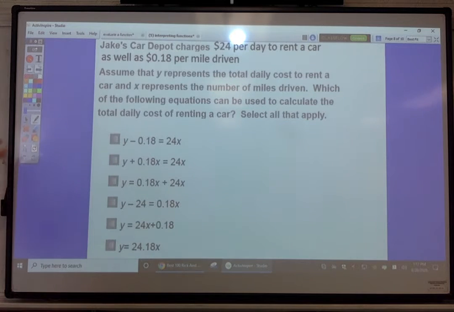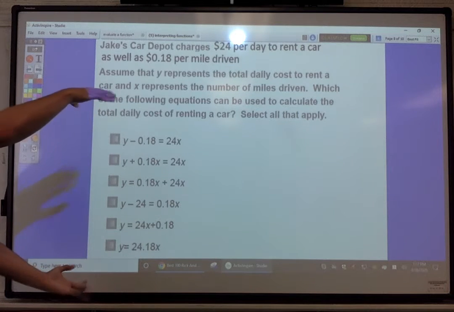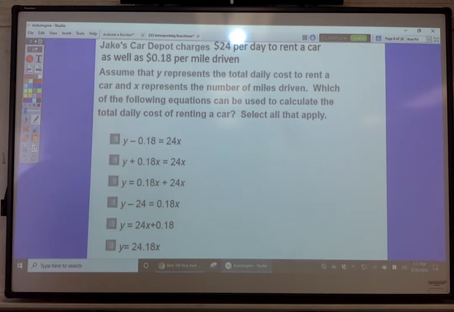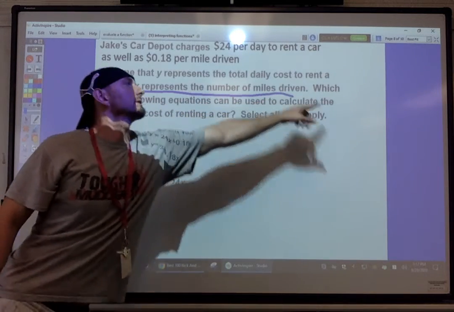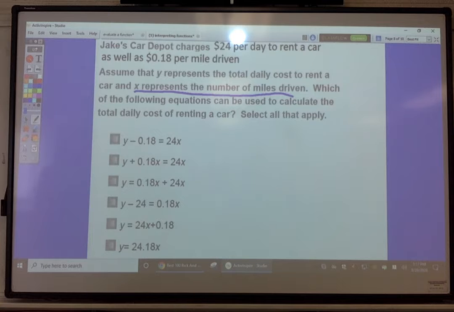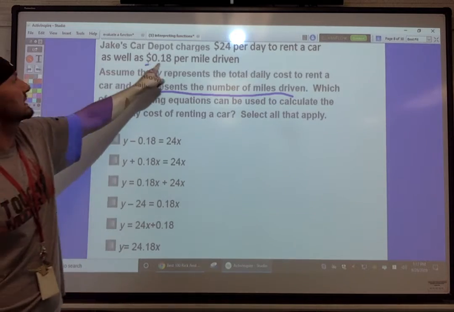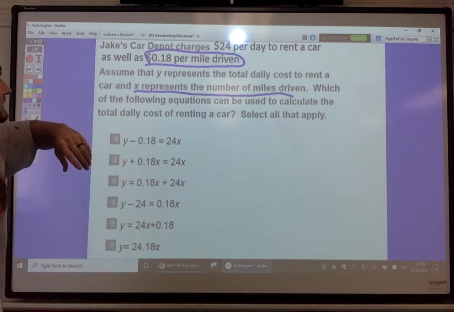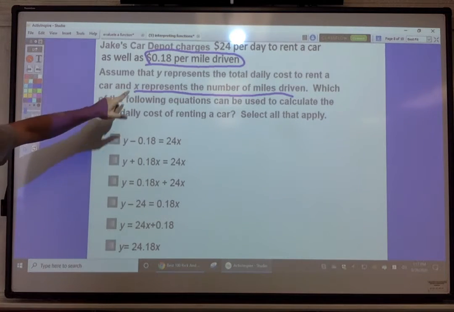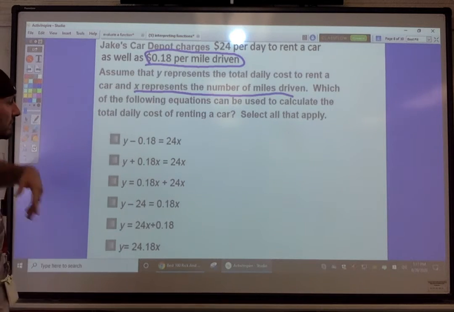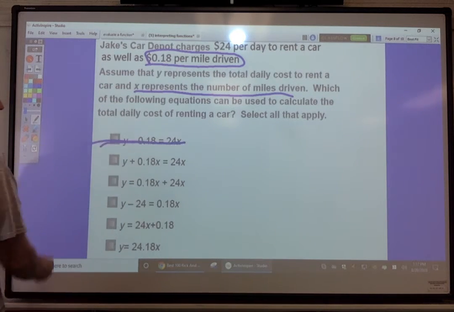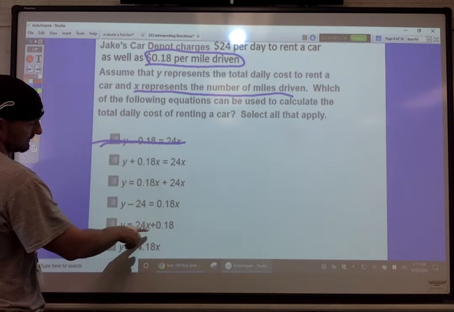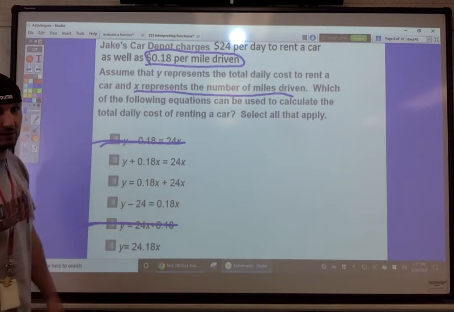Abstract. And select all that apply. Alright, so x represents the number of miles driven. Which one of the following equations can be used to calculate the total daily cost of renting a car? It's 18 cents per mile driven. And it's saying for renting a car, the days aren't going to repeat because we don't have a variable to multiply the days. But we do have a variable that multiplies with the miles driven. So 0.18x is not there. 1800x, nope. They put them together. That is not going to happen.